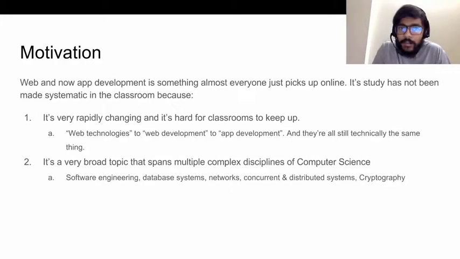The other reason, apart from the fact that the space changes so quickly, is that the process of application development and the technology of application development spans multiple complex disciplines of computer science, right? It involves software engineering because you're writing a fair amount of code. It involves databases, it involves networks, it involves concurrent and distributed systems, it involves cryptography. And when so many things come together, it again becomes hard to create a structured course that talks about application development. We've set out to solve these two problems, right?